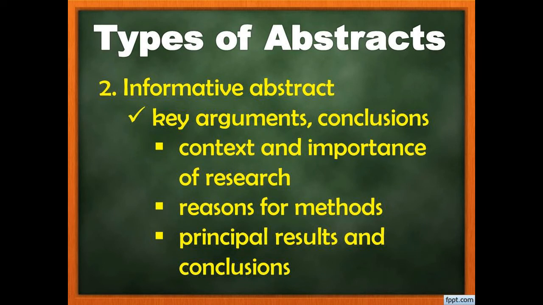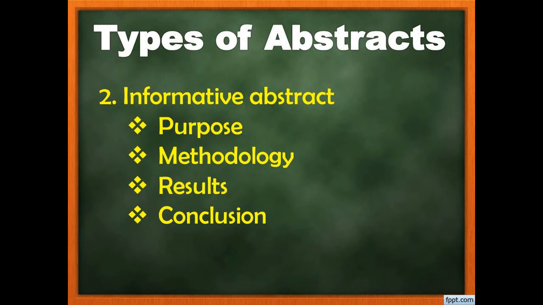The second one is informative abstracts. This kind of abstract acts as a substitute for the actual paper, as all the key arguments and conclusions are presented, specifically the context and importance of the research, reasons for methods, principal results, and conclusions. Moreover, an informative abstract is made up of 4 parts. The first is the purpose.